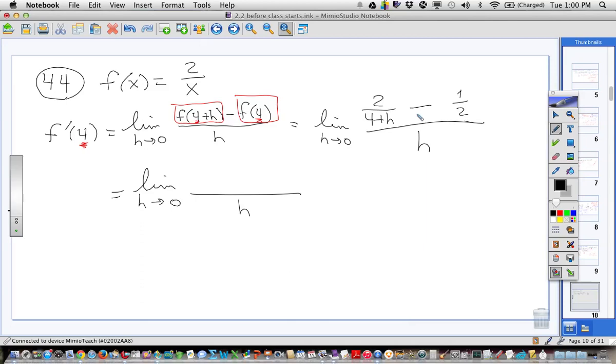Here's the second of the 3 you have to be able to do. You have to be able to do a fraction in a fraction like this. Question? No. Okay. So how do we do this? What do we do with this?